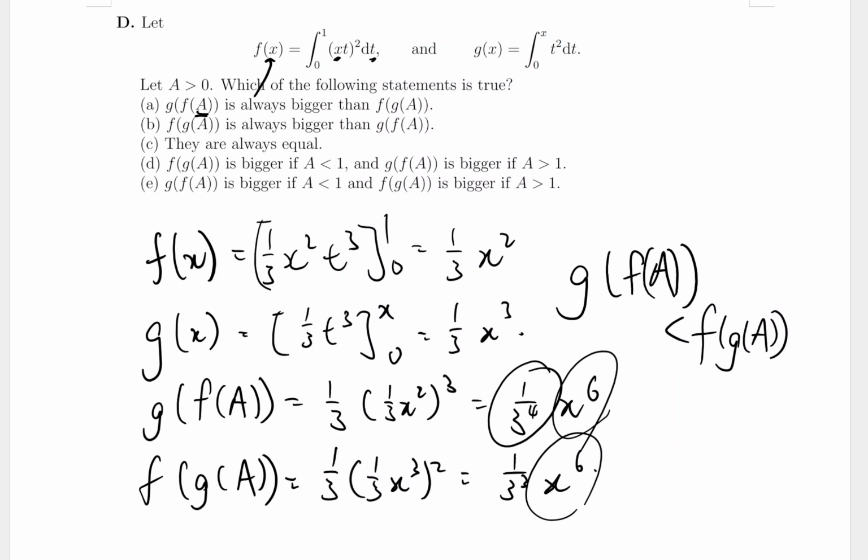Now, this is actually not rigorous. What I just said was not enough to prove it, because if x to the 6 was some negative number, then f of g would be the smaller one. But we know that x to the 6 is always positive, because it's an even power. When we prove something in mathematics, think about whether it's enough. So we're saying that g of f has to be smaller than f of g. In that case, B is the correct answer. Cool.